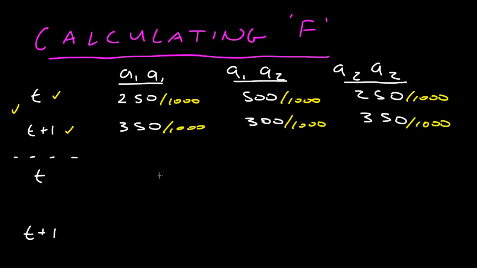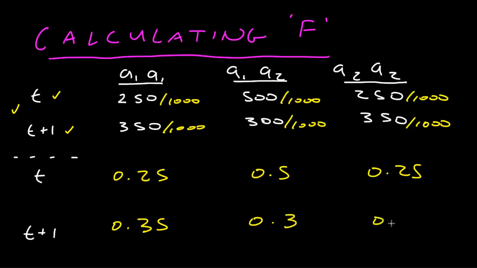And you can probably do this math in your head very easily. This would give us 0.25, 0.5, 0.25, 0.35, 0.3, and 0.35. Got it? Easy enough.